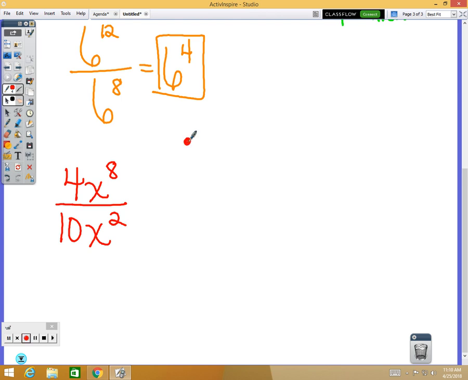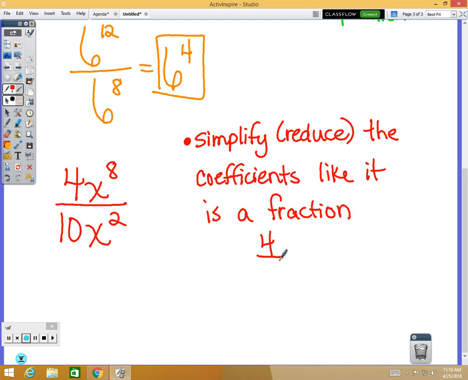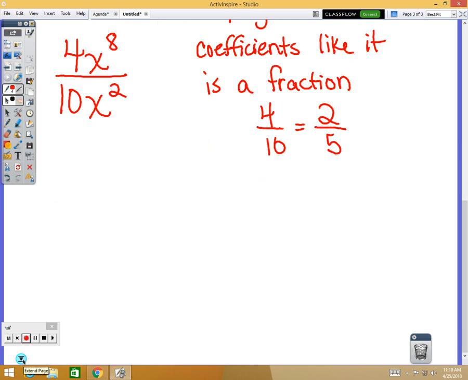Okay? So simplify, really what we're doing is reducing the coefficients like it is a fraction. So 4 over 10 simplifies to 2/5. So we have this 2 over 5.